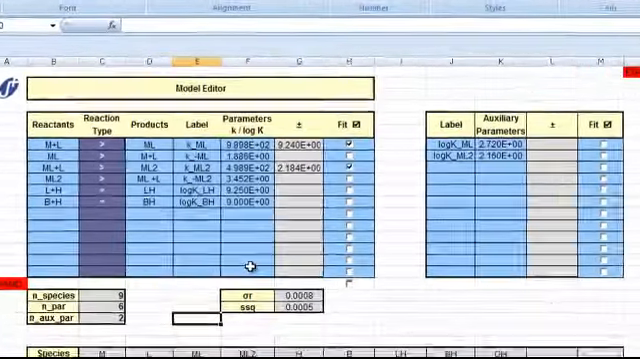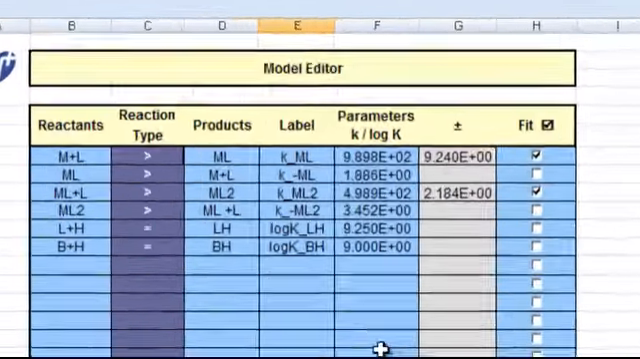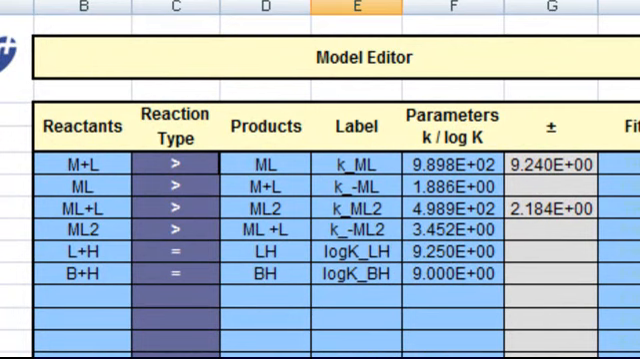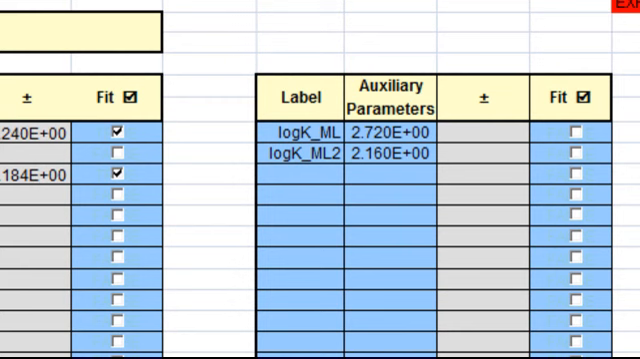I will now introduce a unique feature of ReactLab, the use of auxiliary parameters and Excel formulas to define special parameter relationships. In this example, we want to define the rate constants of the back reactions as a function of the fitted forward rate constants and independently known equilibrium constants. So we introduce these as auxiliary parameters.